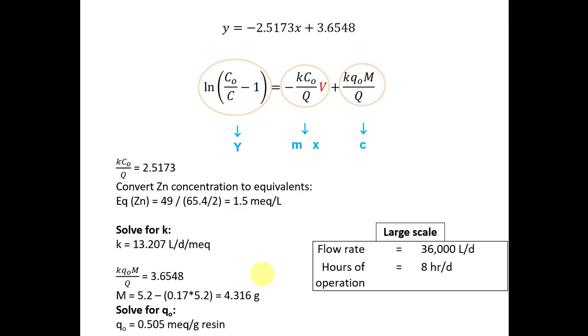So here we have the data of the lab scale, so we can use it and calculate for the large scale, except that we are going to change the flow rate into 36,000 liter per day. And don't forget that we are working only 8 hours per day. What does that mean? It means that you're going to calculate the volume of solution passing through in 1 day, and then it tells you that the regeneration is going to be after 5 days, and in each day we are operating 8 hours.